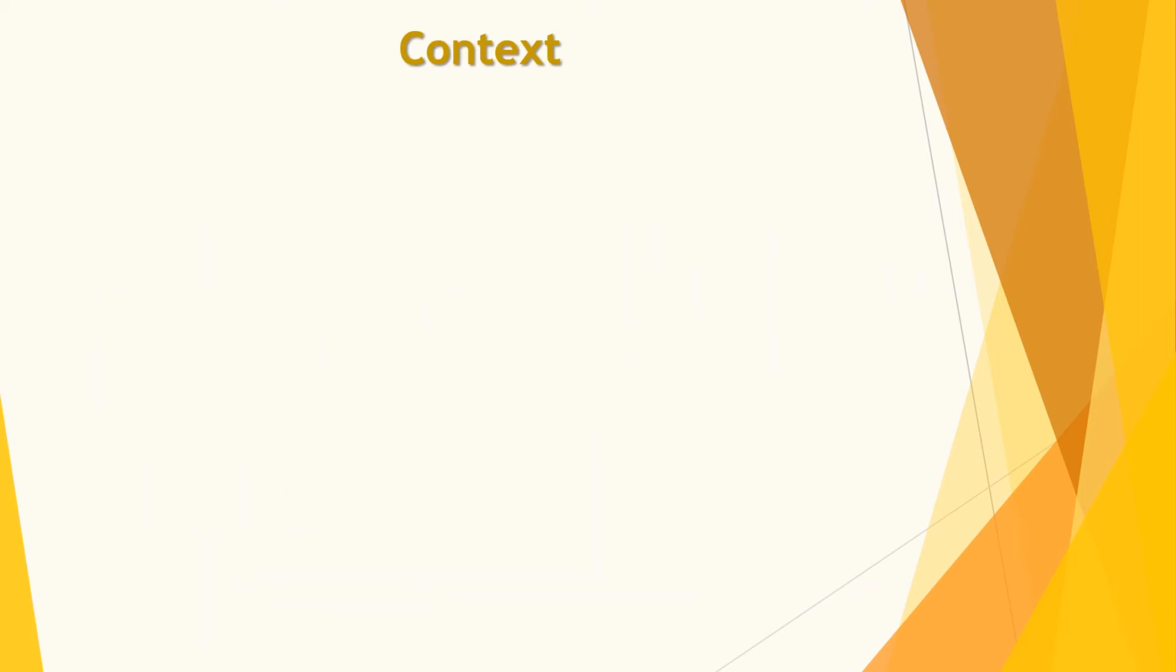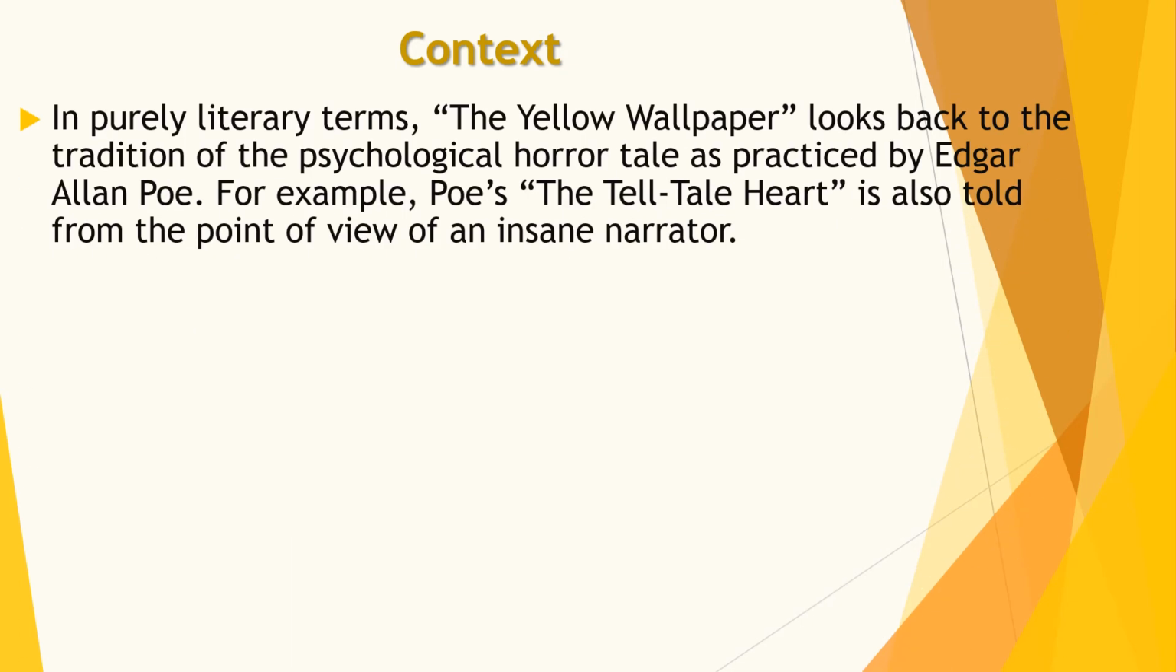In our story, The Yellow Wallpaper, we can find different literary ways of writing. Firstly, it looks simply as if it is written in the tradition of a psychological horror tale, much as Edgar Allan Poe wrote his stories. For example, his The Telltale Heart is also told from the point of view of an insane narrator.